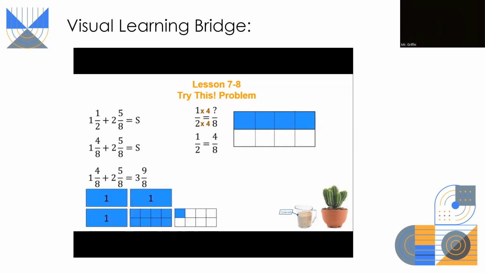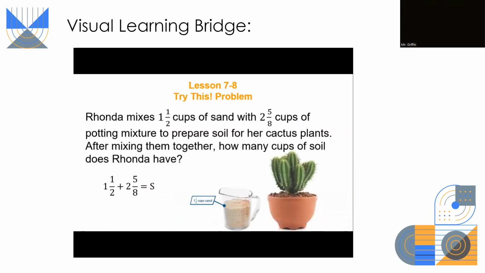We can represent the 3 9/8 with 3 wholes and 9/8. Notice that this is the same as 3 8/8 and 1/8. Since it takes 8/8 to make a whole, we can rename this as 3 plus 1 plus 1/8. So you can see from our picture and from our numbers and symbols that this would be 4 1/8. So let's go back to our equation. The value of S, which is the total cups of soil, is 4 1/8.